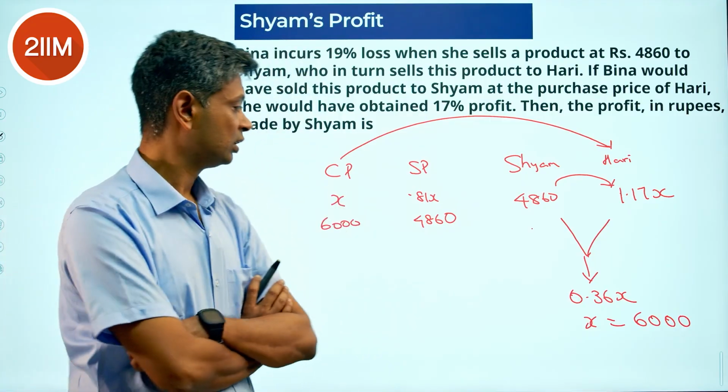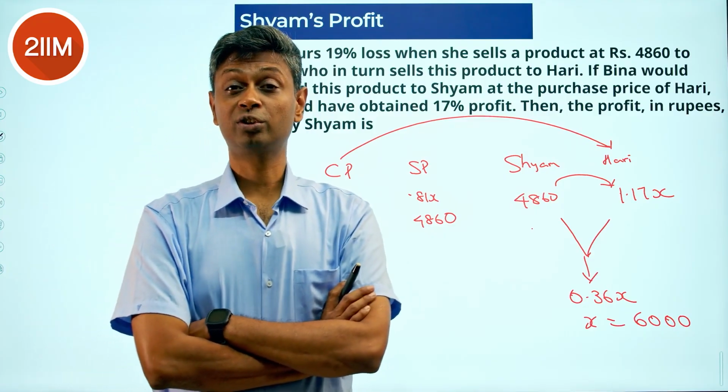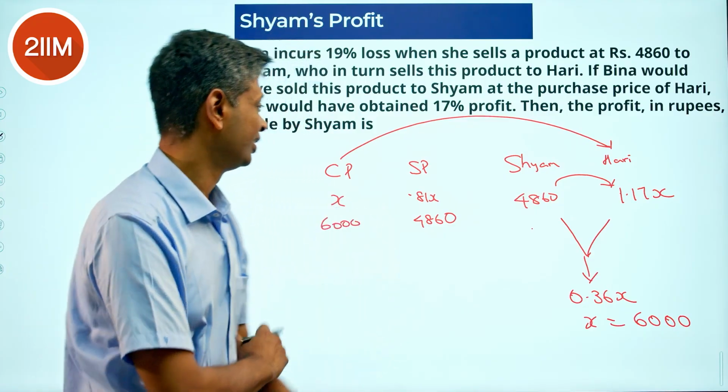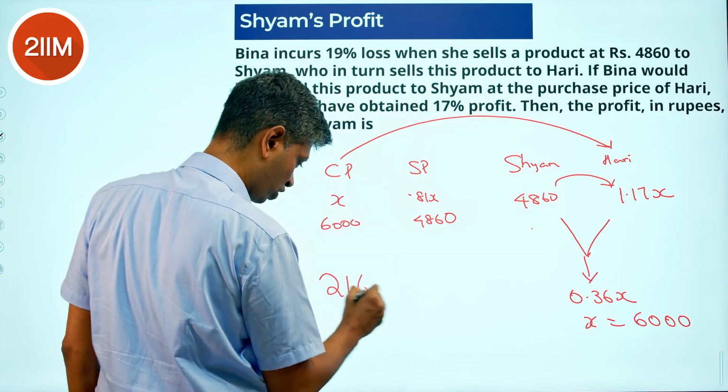X is 6000. 36% of 6000. 36 into 6 is 216. 6 cube. We know that. The answer is 2160.